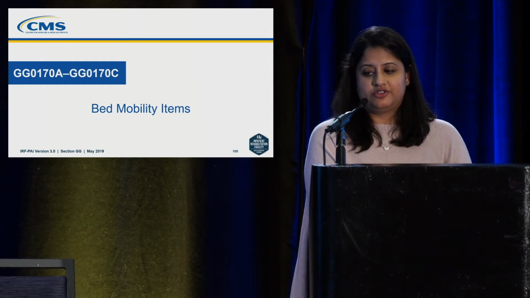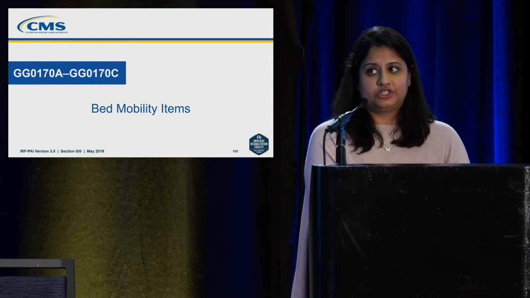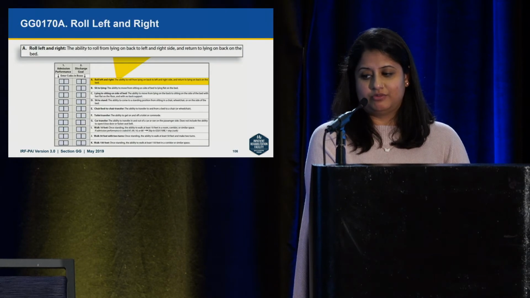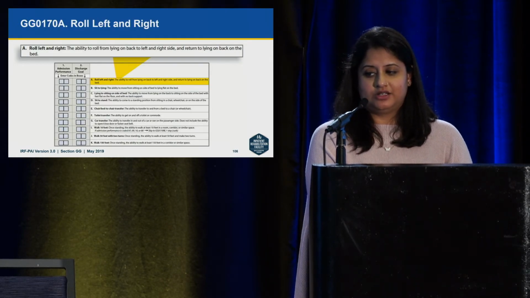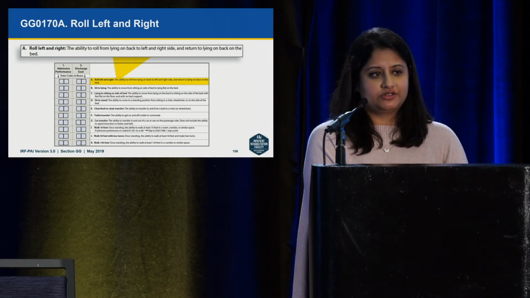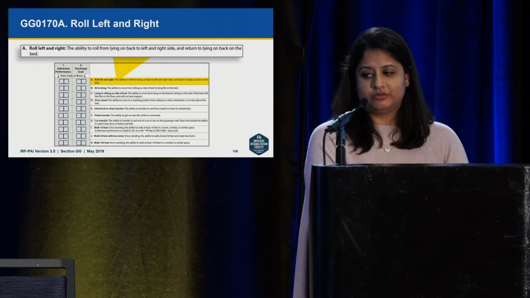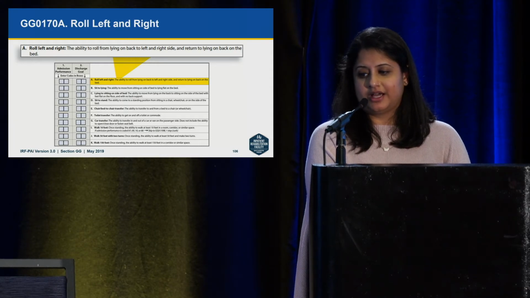So first we have GG0170A through GG0170C, and these are the bed mobility items. So GG0170A is roll left to right, and the definition of this is the ability to roll from lying on back to left and right side and returning to lying on back on the bed.